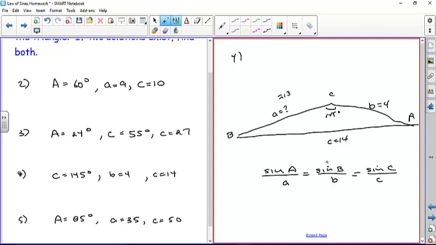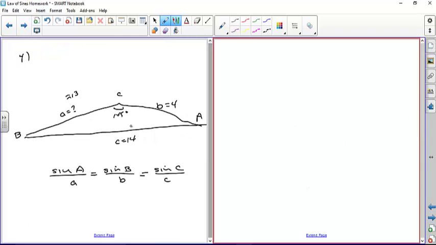So what do we have here? We have side C and angle C, so that's obviously going to be what we're going to use here. And we have side B, so we should be able to find angle B. Once we get angle B, we can find angle A, and once we have angle A, we can find side A. So that's kind of the process.